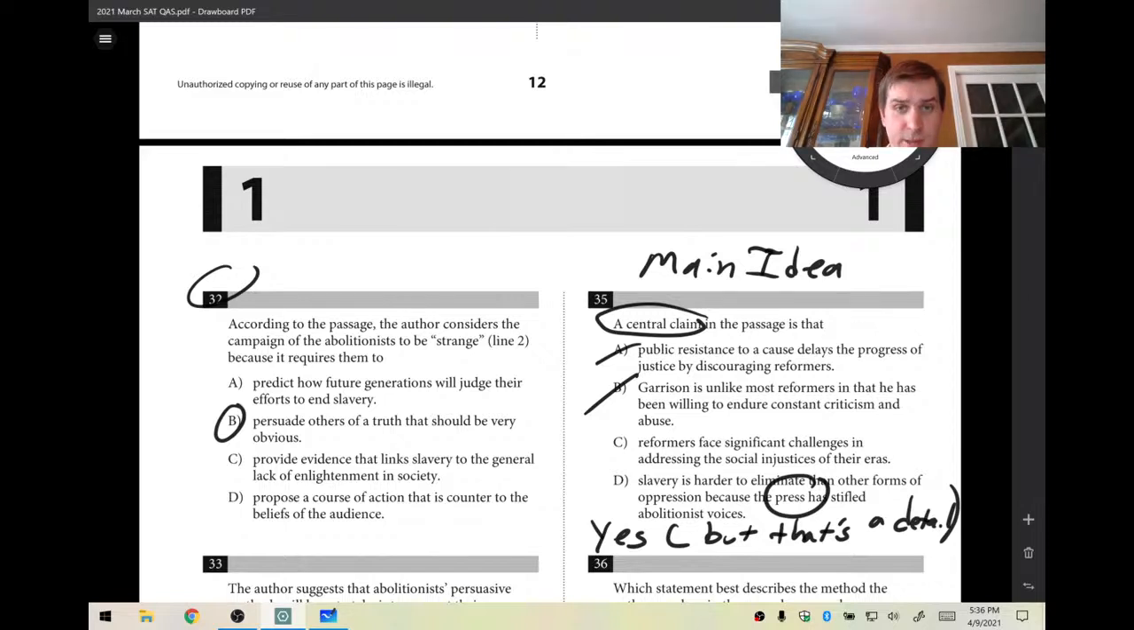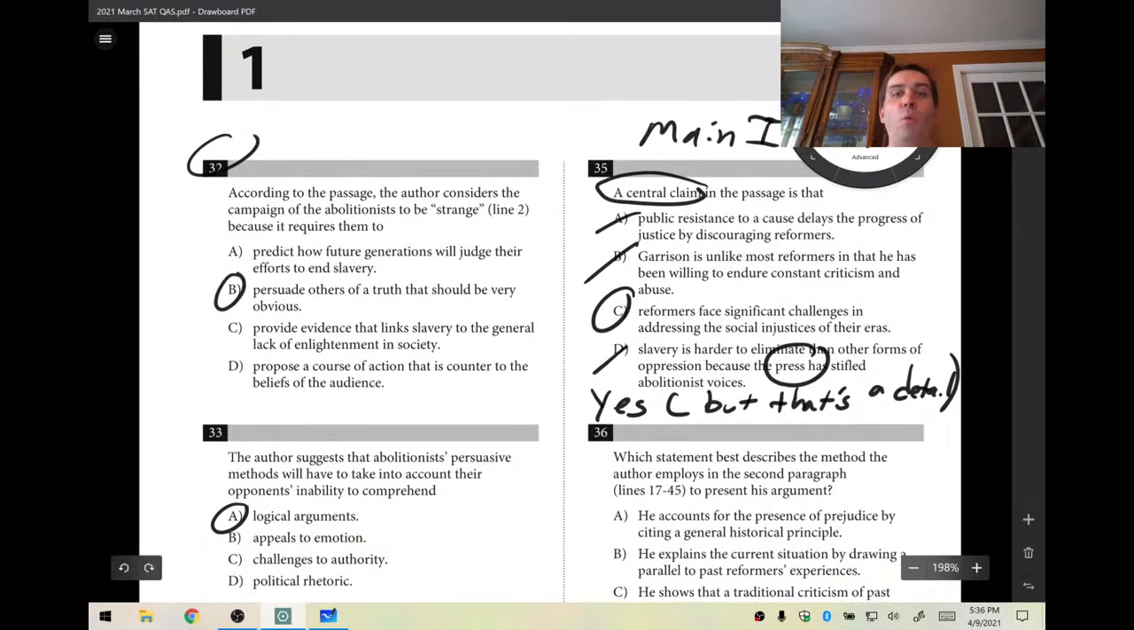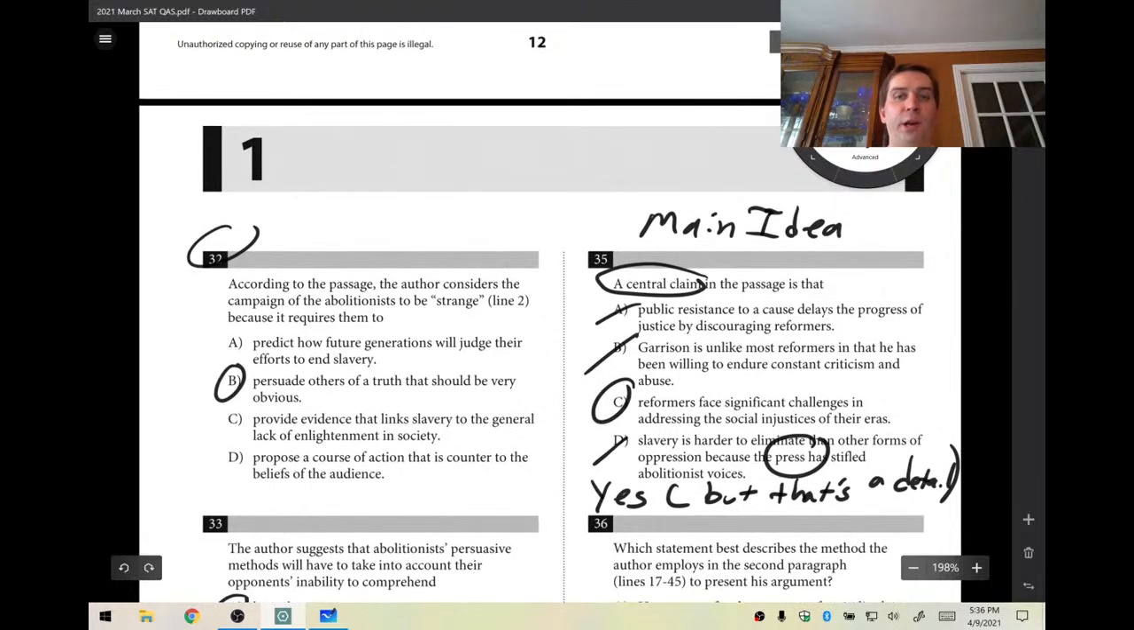The main idea is C. Reformers face significant challenges in addressing the social injustice of their eras. So our author does briefly mention the press, but that's more of a detail. We're looking for the main idea of the passage. What is this passage mainly about? Well, answer choice C answers the question of what this passage is mainly about. Answer choice D does not answer the question about what this passage is mainly about. So they will test you on main ideas.